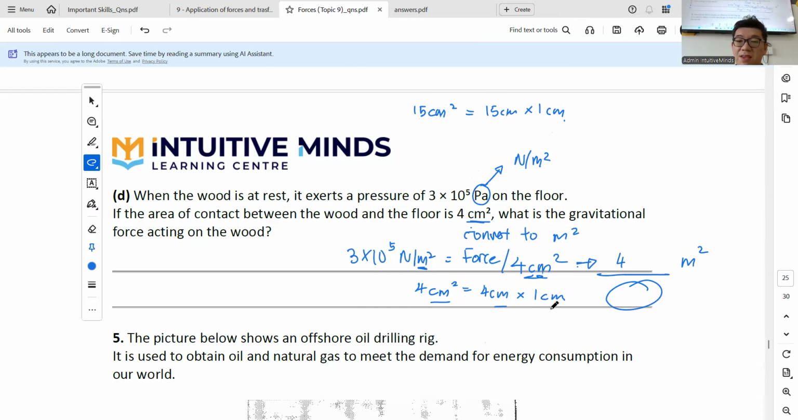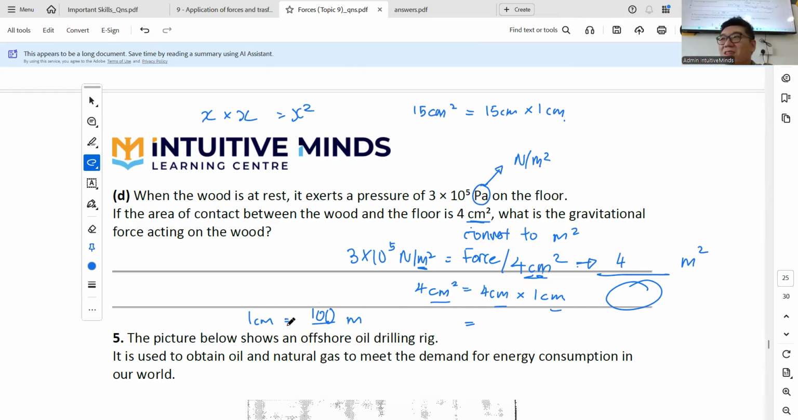Why? Because cm times cm will be cm square. It's like x times x gives you x square. Then you convert each of them individually. How to convert cm to meter? Times 100. So 1 cm is 100 meter. Is that correct? 100 meters is very wide.